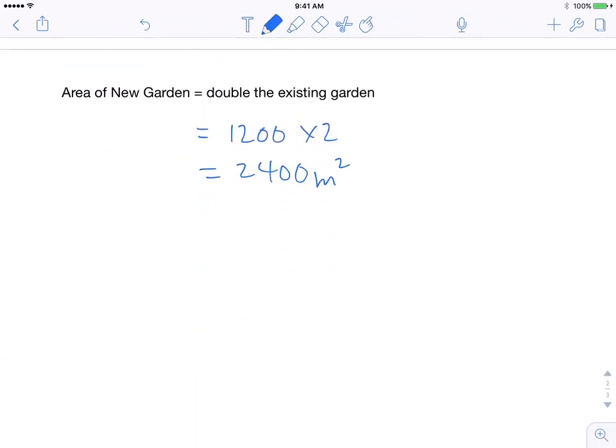Right, now if we're solving this, we want to look at the new area. The new area we know is 2400, and area is equal to length times width. Okay, so the new area is 2400. I think I'm going to use this strategy here because it's a little bit neater.